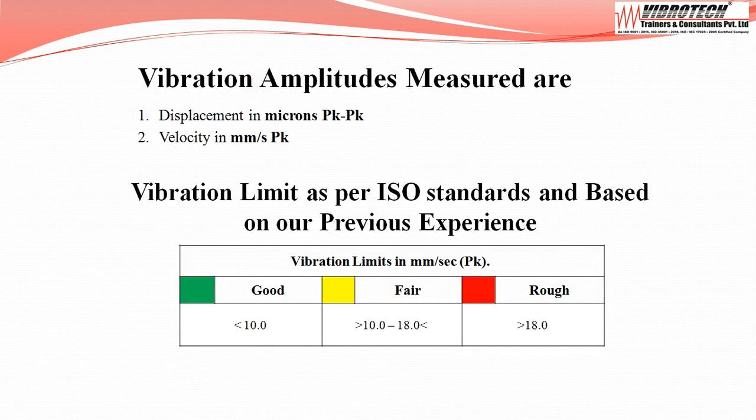Vibration amplitudes are collected in terms of displacement in microns peak to peak, and velocity in millimeters per second peak. And now on to the vibration limits. As per ISO standard and with our previous experience, when the velocity falls below 10.0 mm per second peak, it is considered as good. When the velocity falls between 10.0 to 18.0 mm per second peak, it is considered as fair. When the velocity falls above 18.0 mm per second peak, the equipment is considered to be rough.